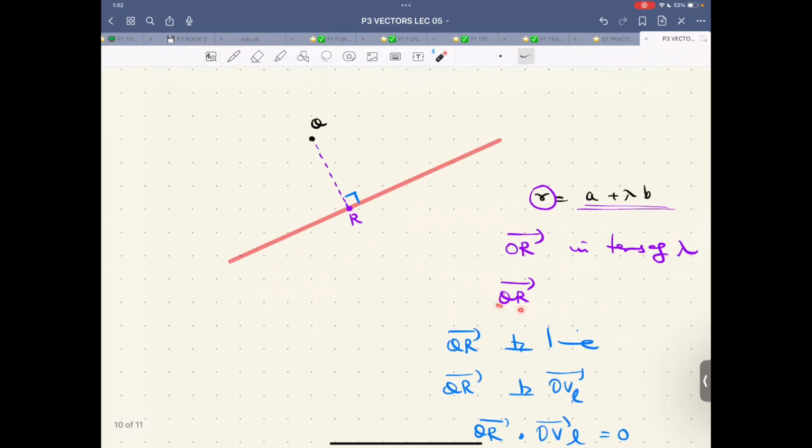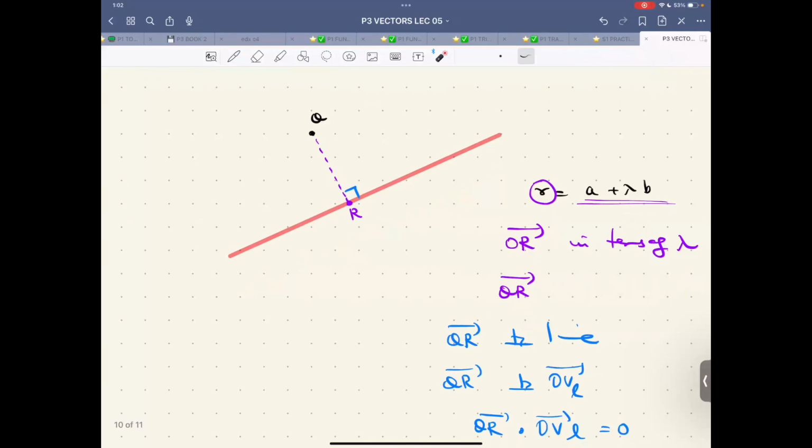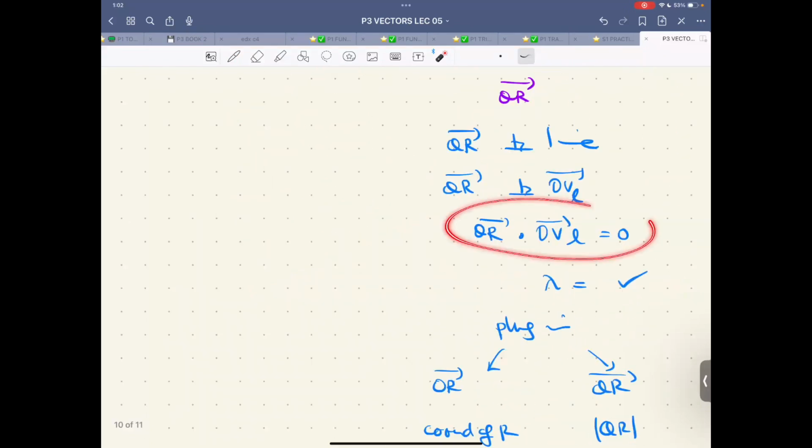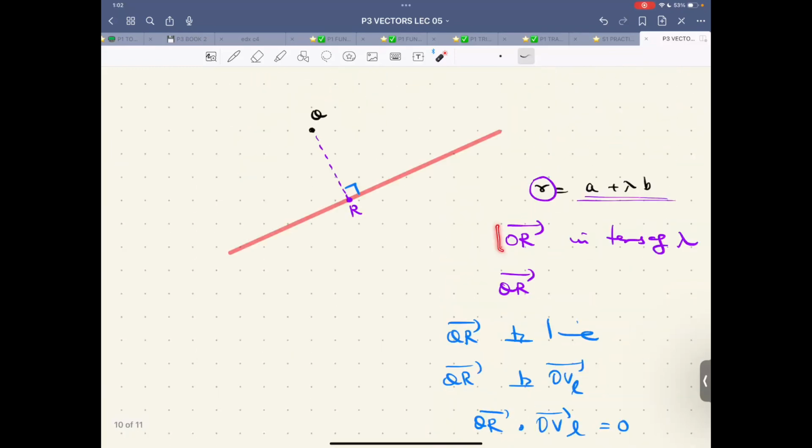Then I'll find QR, which is OR minus OQ. Now this vector is perpendicular to this. I'll do dot product. For perpendicular vectors, the dot product is 0. I'll find a value of lambda. If I plug in the value of lambda in OR, I'll get the coordinates or position vector of R. If I plug in QR, I'll get this vector QR, and I'll find the magnitude of this. I'll get the distance. As simple as this.